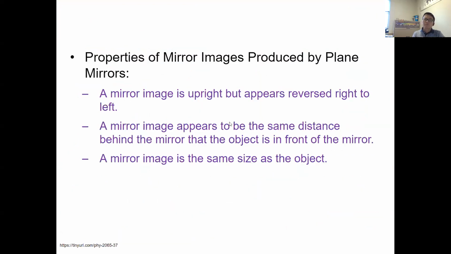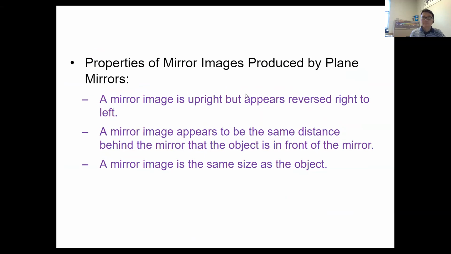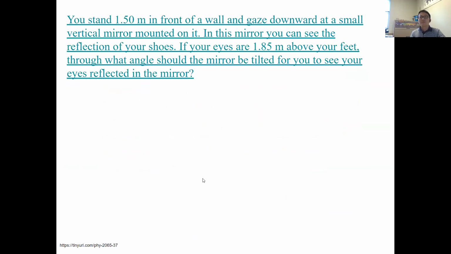All right, so here are the three main properties of the image produced by a plane mirror. First, the image is upright, but appears reversed right to left. The image appears to be the same distance behind the mirror that the object is in front of the mirror, and the image is the same size as the object. Those are the three main properties of an image produced by a plane mirror.